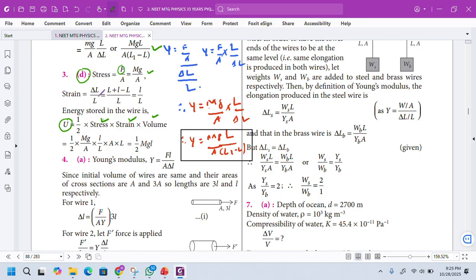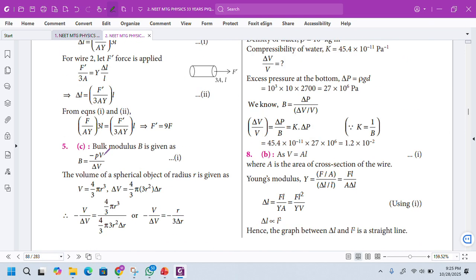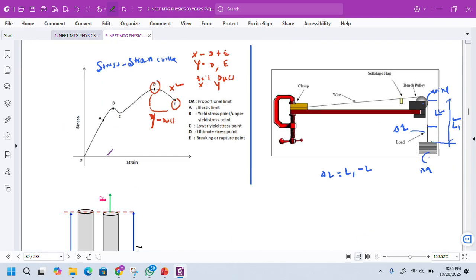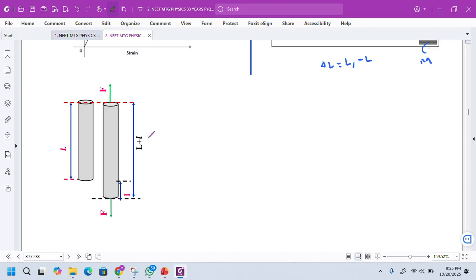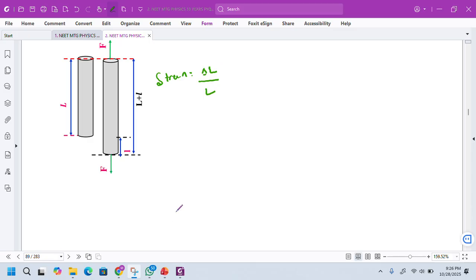Next, what is strain? Strain is nothing but the ratio of change in length to the original length, dear students. That is, strain is equal to change in length divided by original length. So now I will write it here.